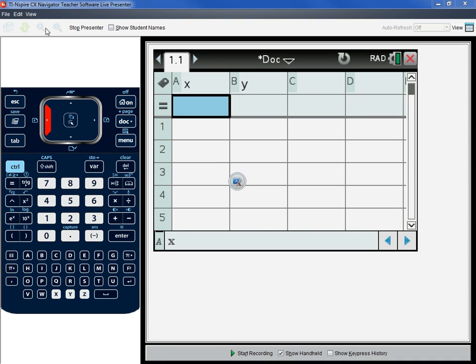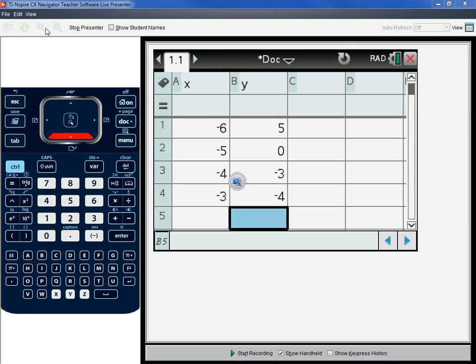So there's my x and y, and I have negative 6, 5, negative 5, 0, negative 4, negative 3, negative 3, negative 4, negative 2, negative 3, negative 1, 0, and 0, 5.